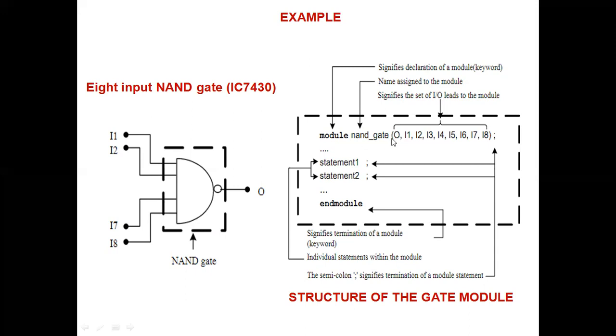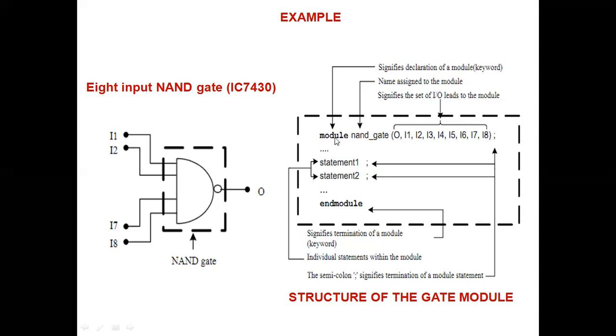Okay. Now, first we have to specify the output. Remember, make a note: first we have to specify the output. So here O is the output that we have mentioned. And followed by what are all these things? Inputs, that is I1 to I8.